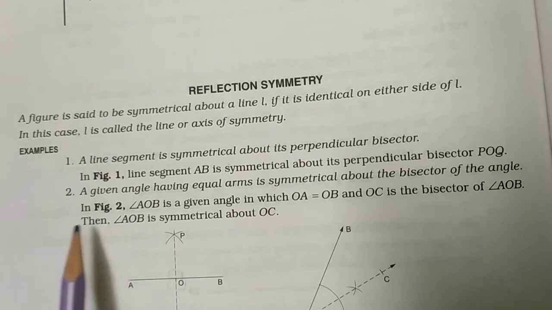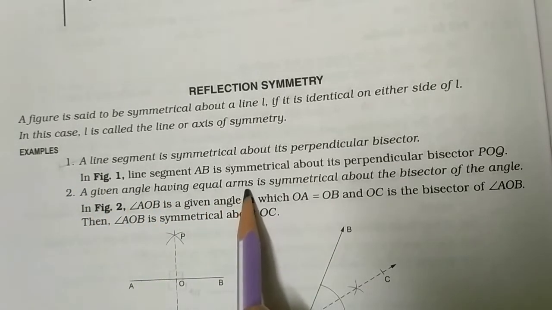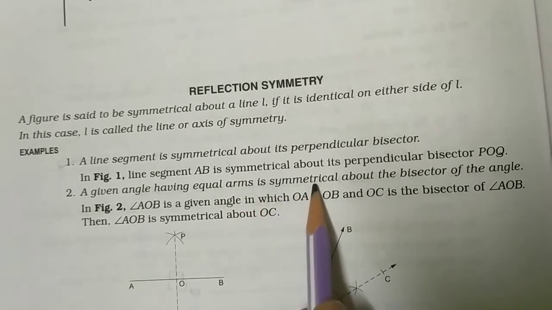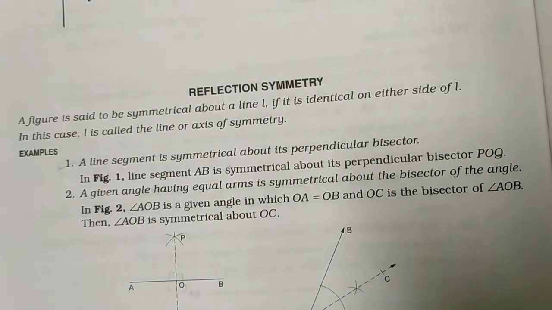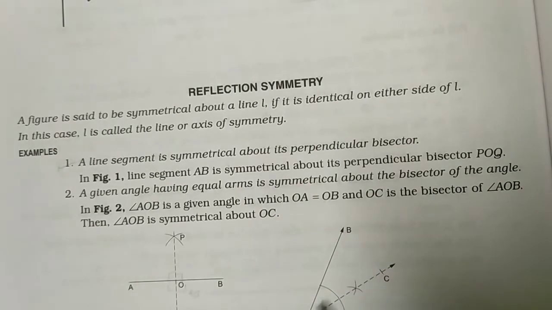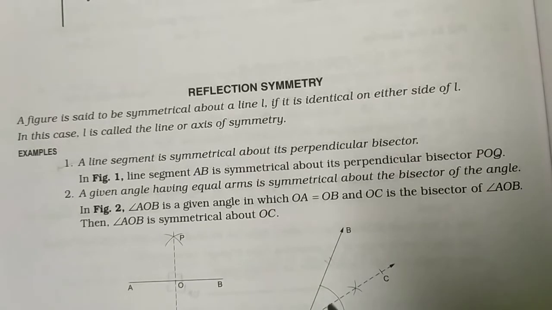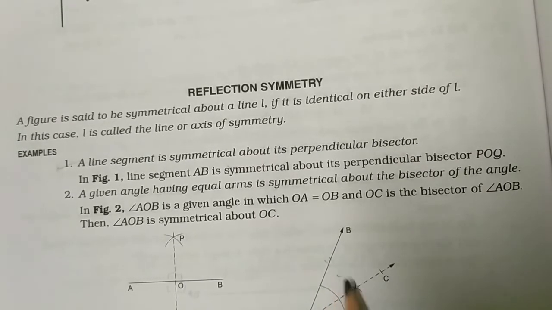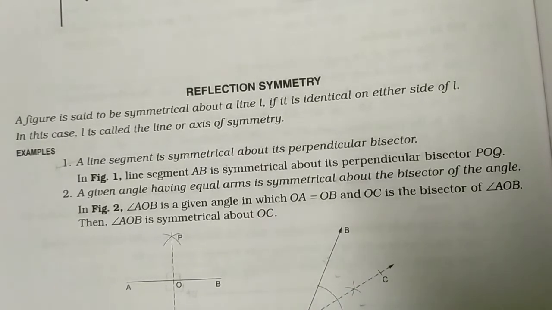Next, a given angle having equal arms is symmetrical about the bisector of the angle. This is an angle AOB with equal arms, that is OB equals OA. Now the bisector of the angle is OC. So these two parts are identical. This is the line of symmetry.